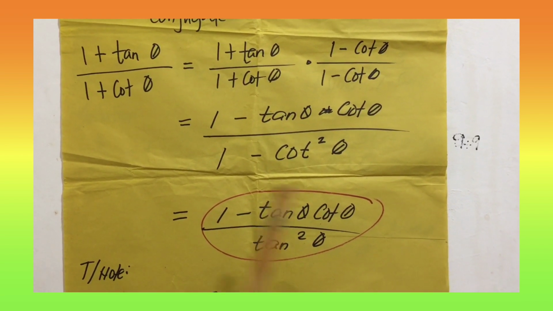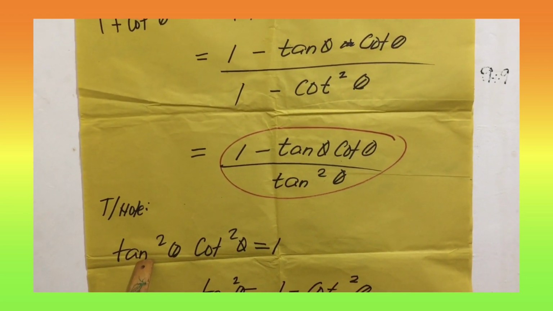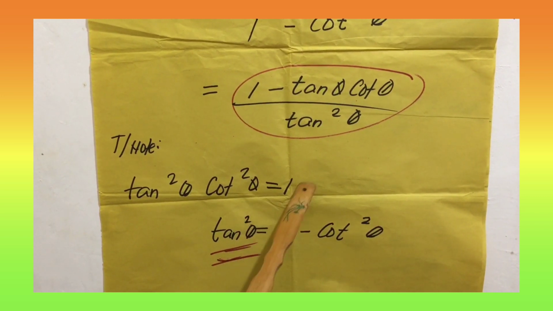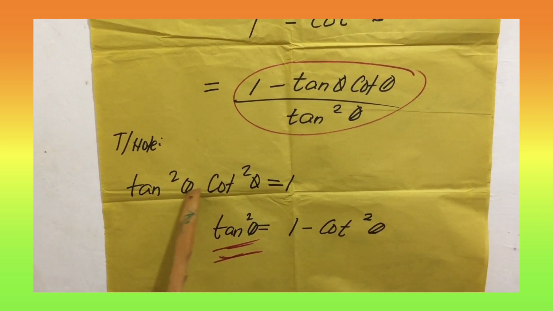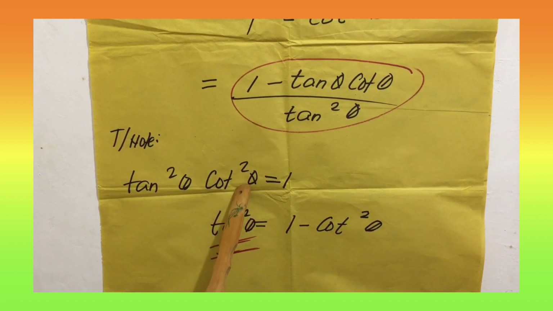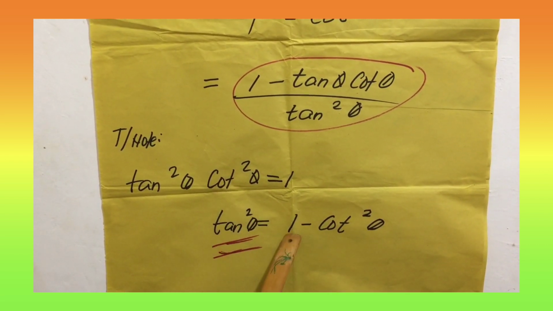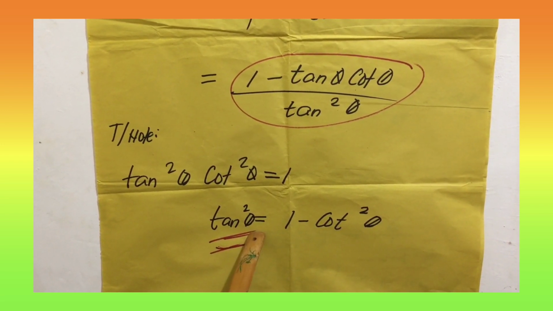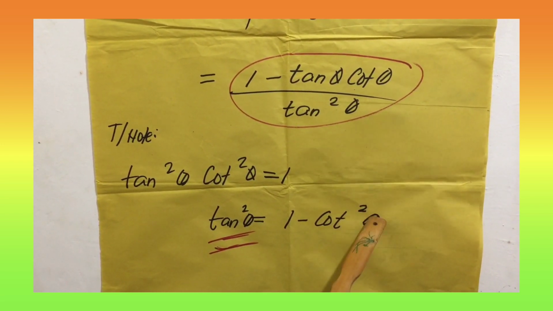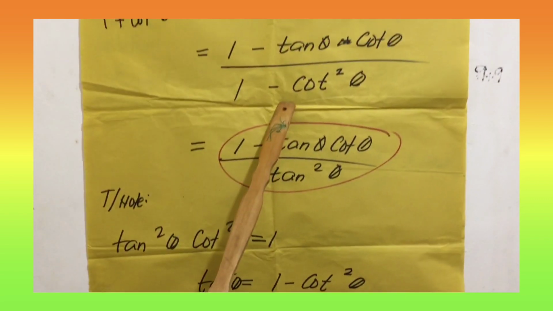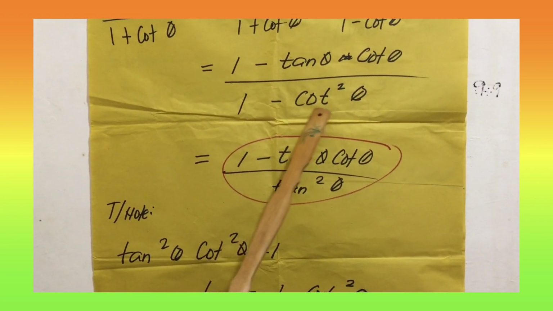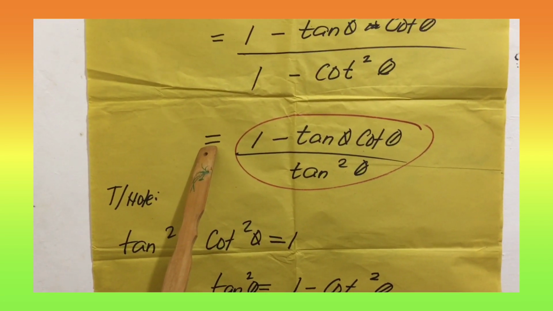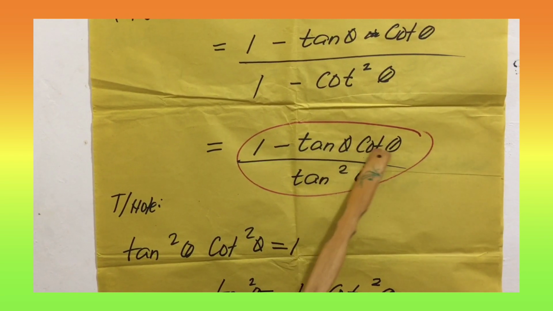And then take note that tangent squared theta plus cotangent squared theta is equals to 1, and if we're going to transpose the cotangent squared theta to the other side of the equation, we will have now tangent squared theta is equals to 1 minus cotangent squared theta, which is equivalent to the denominator, which is 1 negative cotangent squared theta. So therefore, our final answer is equals to 1 minus tangent theta cotangent squared theta.